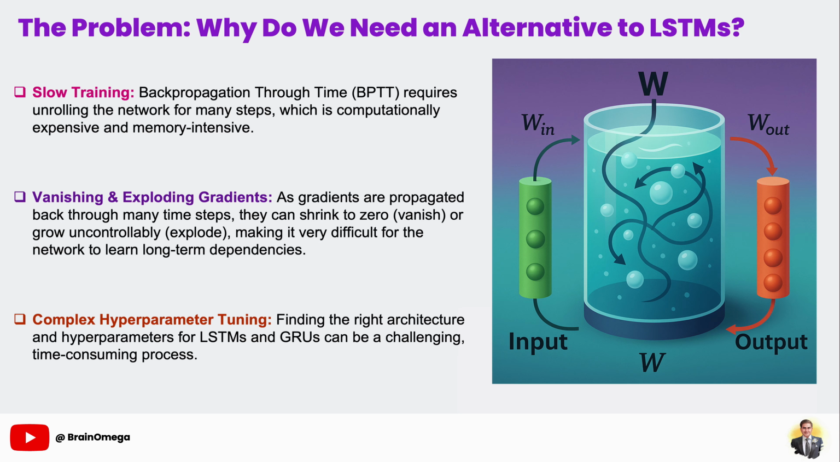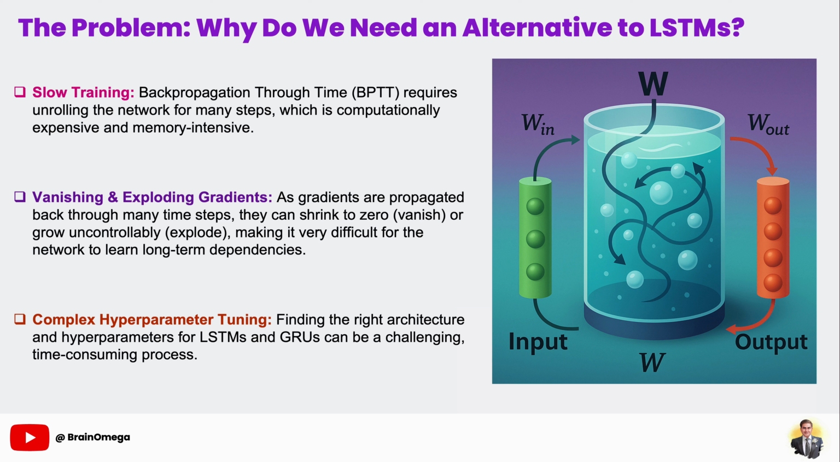Before we dive into our solution, the echo state network, let's first understand the problem it was designed to solve. Why do we need an alternative to standard recurrent neural networks like LSTMs or GRUs? While these traditional RNNs are incredibly powerful for processing sequential data, they come with some significant challenges, especially during training. The main training algorithm, backpropagation through time, involves unrolling the network through its history, which is a very slow and memory-hungry process. Furthermore, they suffer from the infamous vanishing and exploding gradients problem.